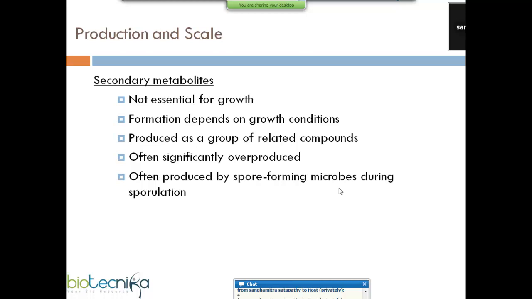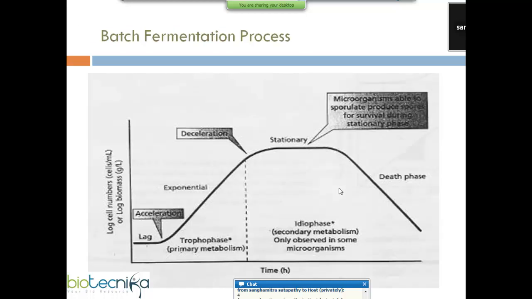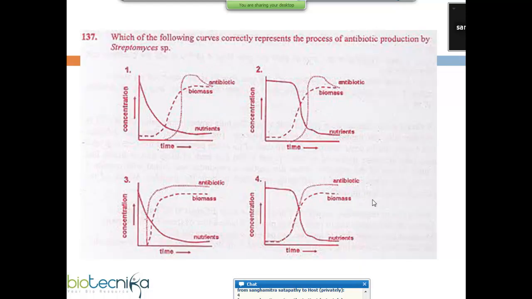With more mycelia, for example with an antibiotic like penicillin, if the penicillin mycelium produces more, the product will be very high. To be more specific, in the exponential phase the primary metabolite will be produced exactly at the trophophase. In the stationary phase, it will be produced exactly at the idiophase. Clear? We have seen all this. So this is your question number 37.